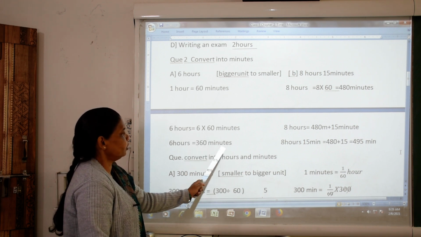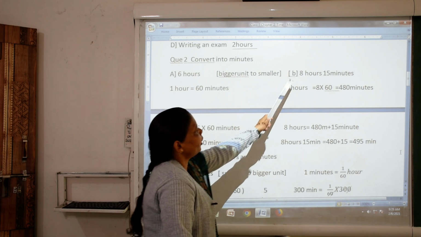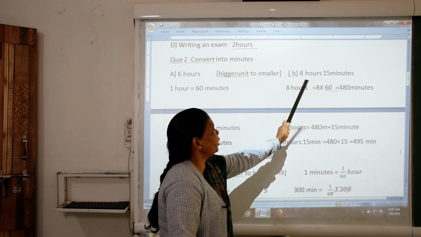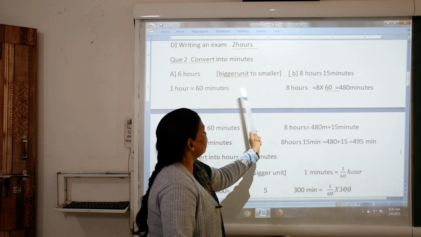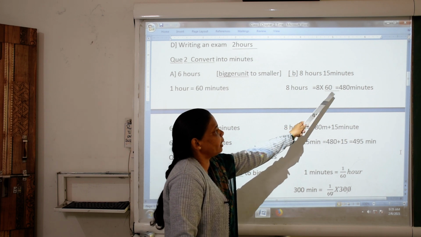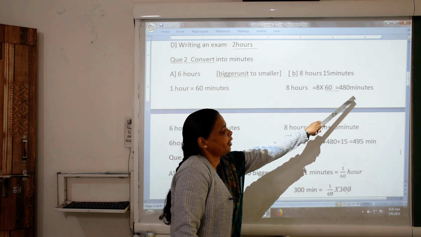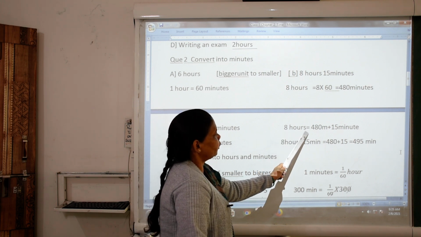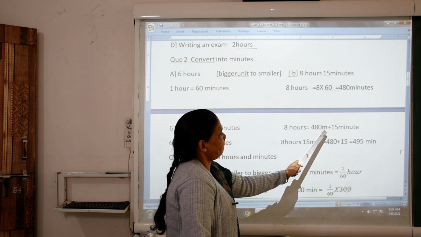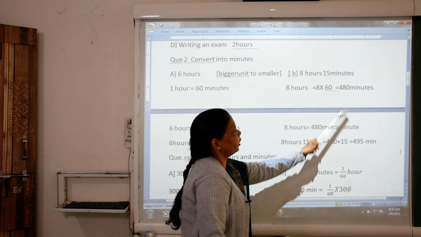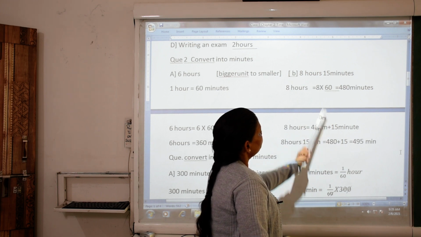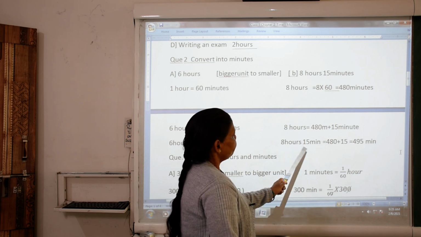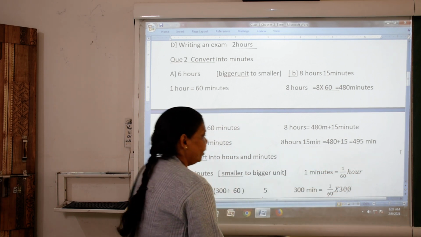6 sixes are 36. Here take one more example: 8 hours 15 minutes. 8 hours and 15 minutes are given here. 1 hour is equal to 60 minutes, so 8 hours is equal to 8 multiplied by 60, which is 480 minutes. For 8 hours 15 minutes, we add the 15 minutes to the 480 minutes. So 8 hours 15 minutes is equal to 495 minutes.